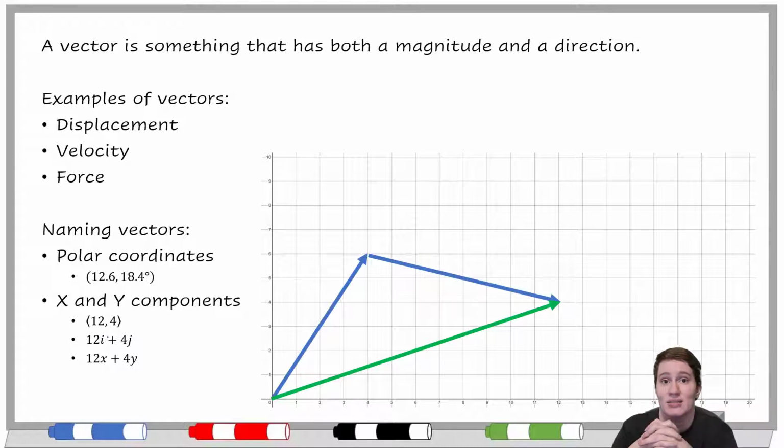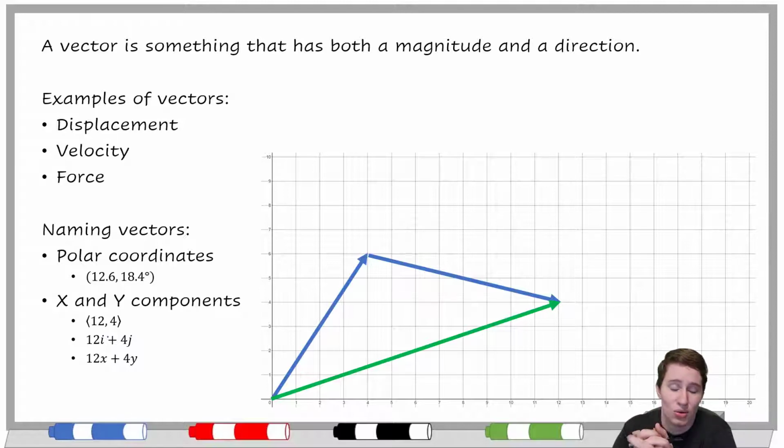When we add two vectors together, we get what's called a resultant vector, which, just think of the word result, right? That's an answer. So that gives us our resultant vector. So we can represent vectors as polar coordinates. We can also use x and y components.